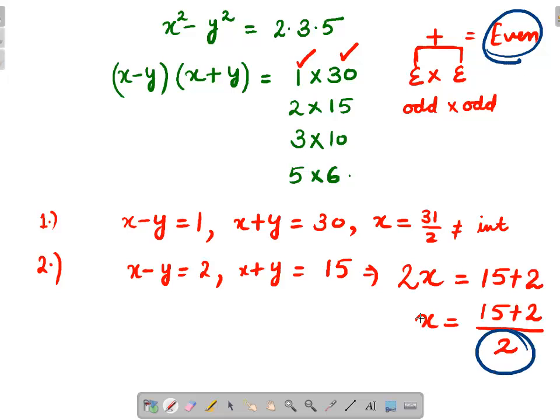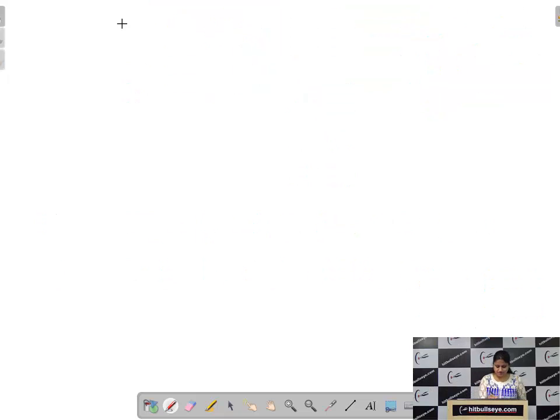So we can see, whenever you are taking this equation, the number on the right hand side should either be odd or a multiple of 4, because in that case only will this equation be solvable. So let us come to the original question: x square minus y square is equal to 840.